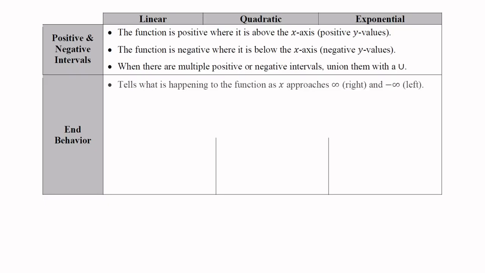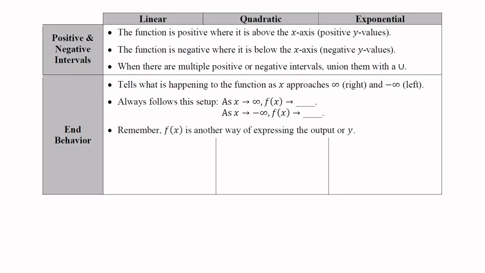Now for end behavior, it tells what is happening to the function as x approaches infinity on the right and negative infinity on the left. Always follow this setup. As x approaches infinity, f of x goes somewhere. As x approaches negative infinity, f of x is going to go somewhere. It's always going to be formatted this way. Remember, f of x is another way of expressing the output, or y.